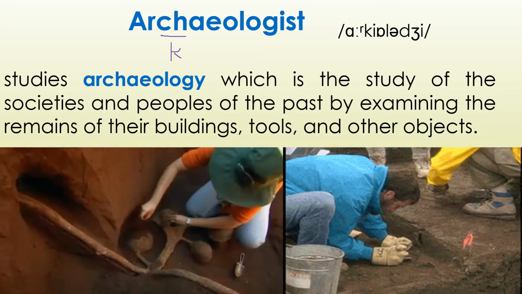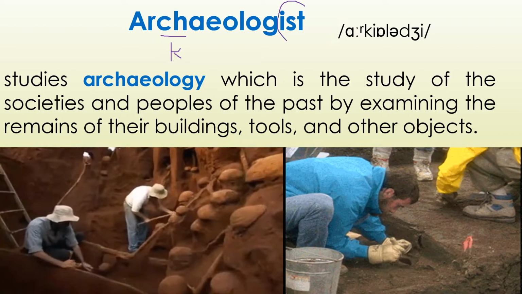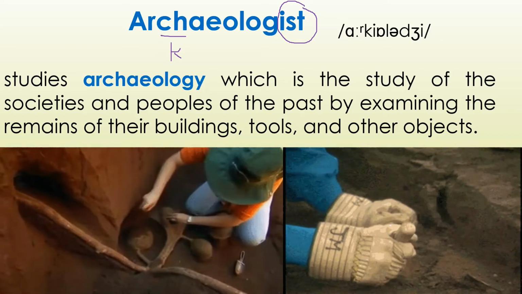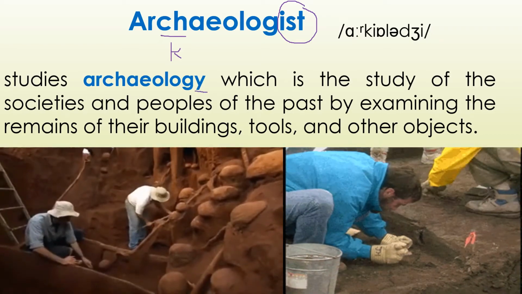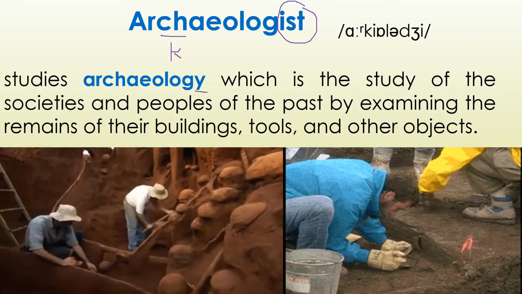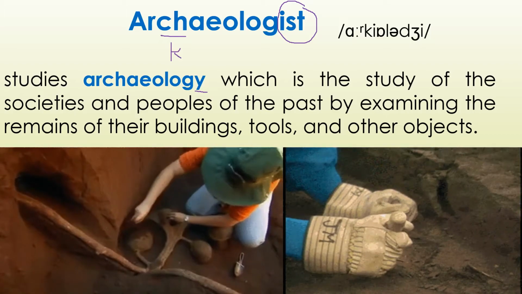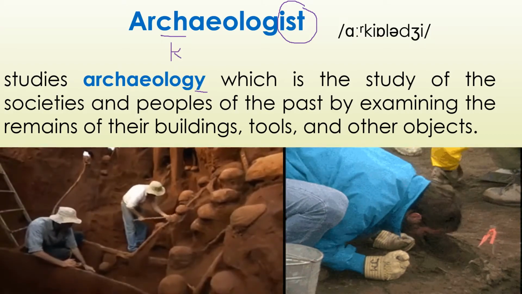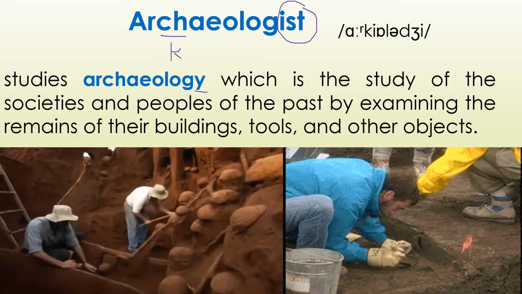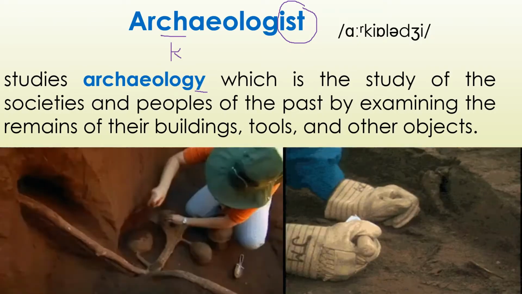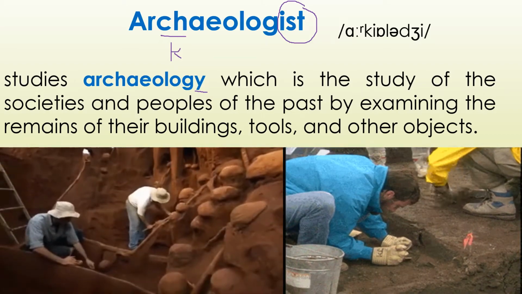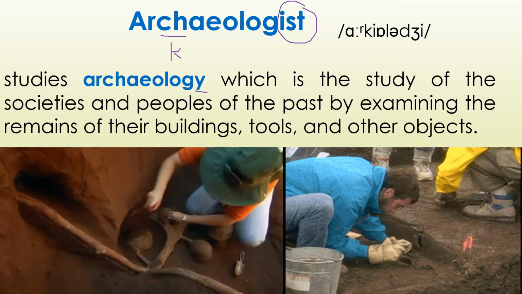So, also I want you to know that the IST here, archaeologist, coming from archaeology, here the Y turns into IST. For example, if you have a word like biology, biologist. So, this IST gives you the one who works this. For example, archaeology, the one who studies archaeology or works concerning archaeology is archaeologist.